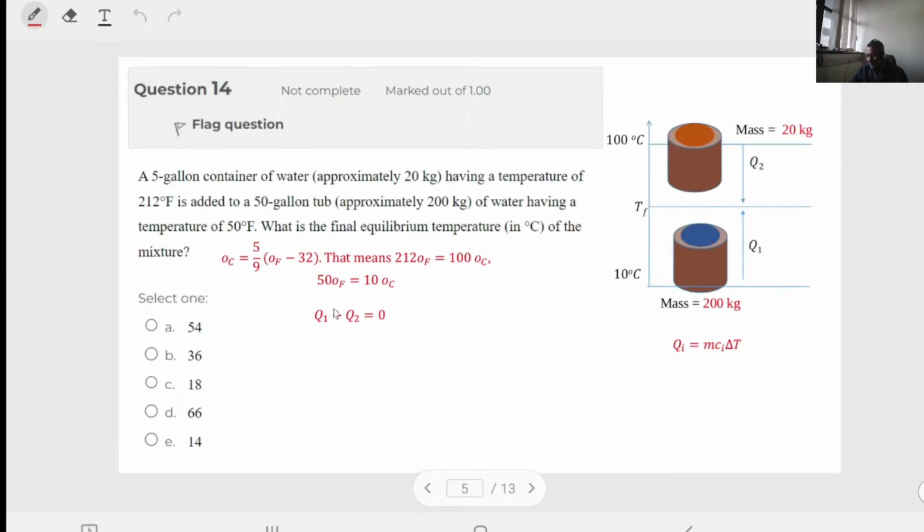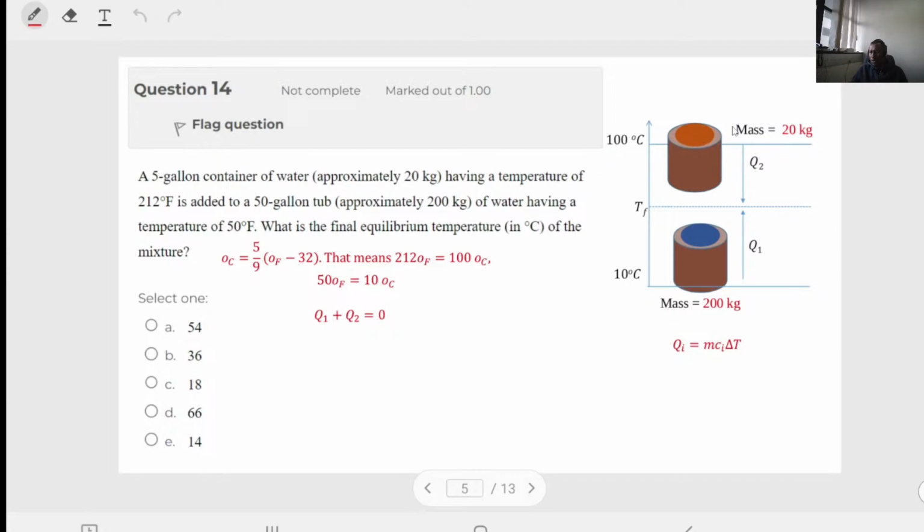Here, question number 14 is basically again heat loss, heat gain. For me, this is typical first law of thermodynamics. It says a 5-gallon container of water, and I hate this sort of question. The gallon is in American, degree Fahrenheit is in American. The questions are not edited. I don't like it, but yeah, 5-gallon container of water. It is approximately 20 kilograms. The temperature is 212 degrees Fahrenheit. You could convert it. That 212 degrees Fahrenheit is about 100 degrees centigrade. That is a hot one.